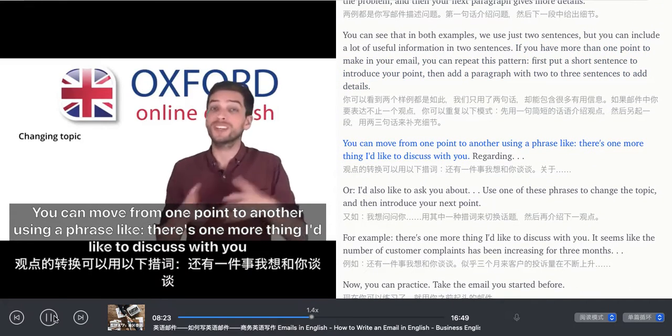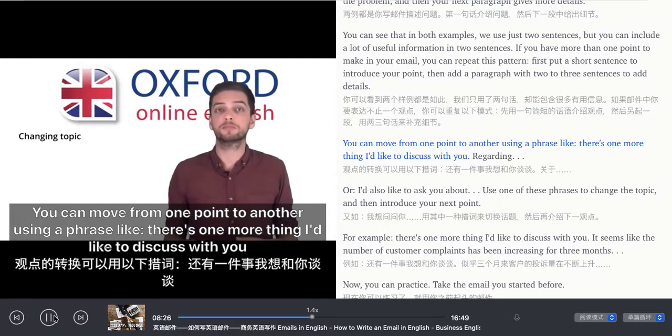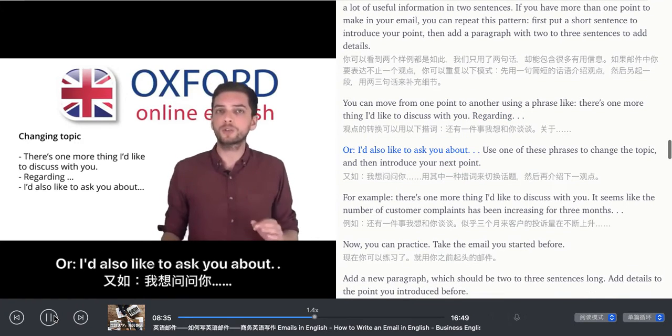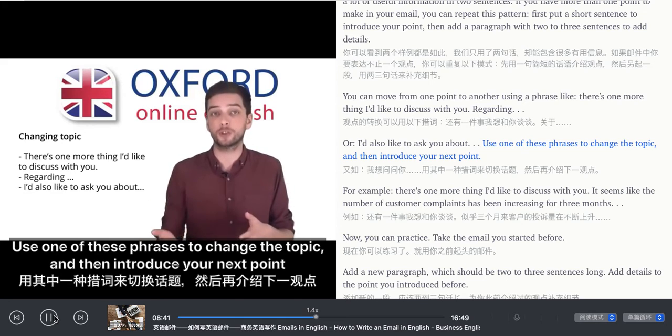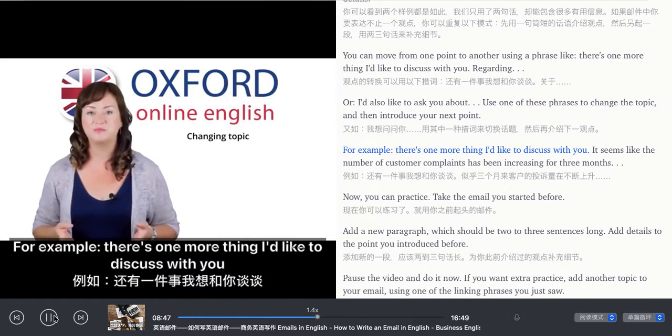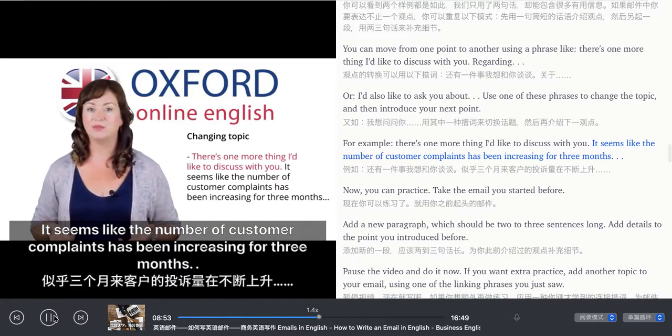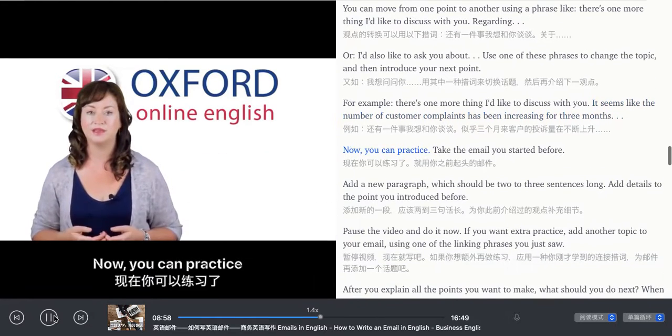You can move from one point to another using a phrase like, "There's one more thing I'd like to discuss with you. Regarding," or "I'd also like to ask you about." Use one of these phrases to change the topic, and then introduce your next point. For example, "There's one more thing I'd like to discuss with you. It seems like the number of customer complaints has been increasing for 3 months."